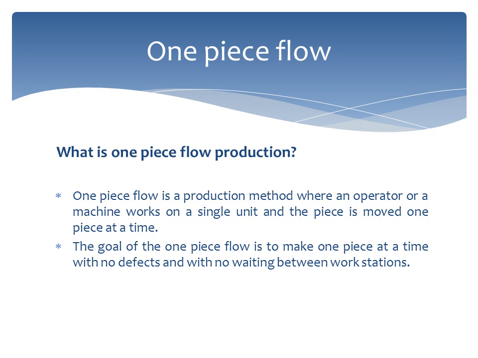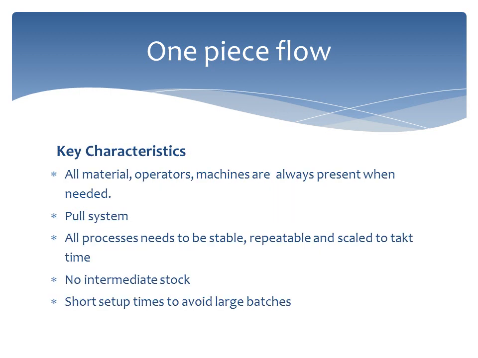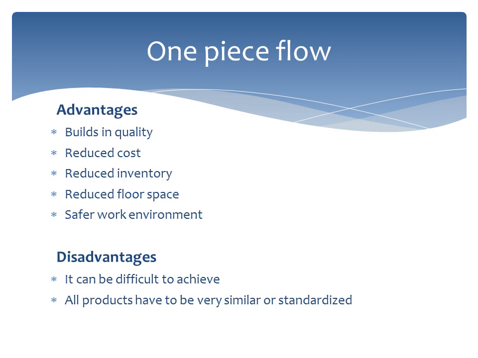waiting between workstations. One of the key characteristics of one-piece flow is that all material, operators and machines are presented when needed. This is a pull system, so there is no intermediate stock. Therefore, all processes need to be stable, repeatable, and scalable to takt time. The processes are based on the customer's demand, and to be able to respond to it quickly, the setup times are short to avoid large batches.